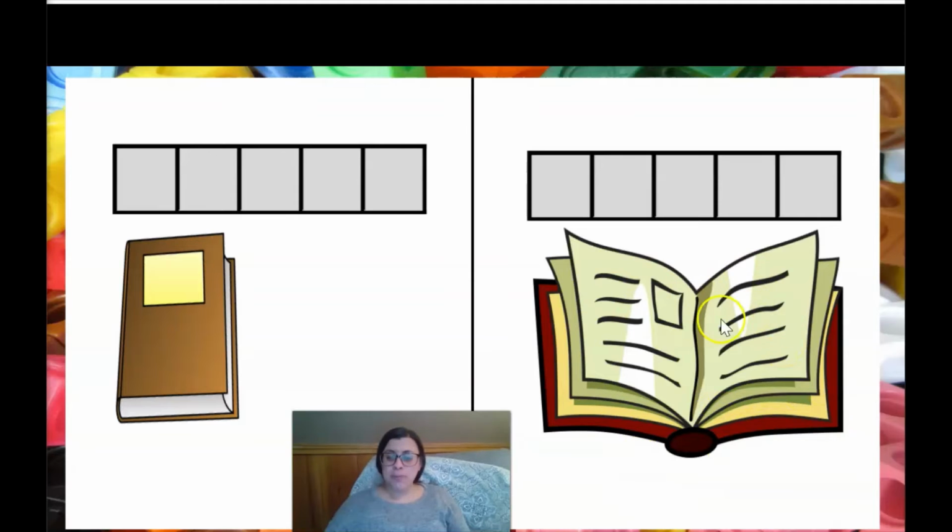Did you decide on the open book? You're right. The open book is the same length as the 5 stick. We can see that the endpoints match up and we can count the cubes 1, 2, 3, 4, 5. We did this work yesterday using our cube sticks to help us measure how many cubes are in an object. We can see that this open book is 5 cubes. If we come over here to this closed book, we can see it's only 2 cubes, which means this one is not the same as our 5 stick.